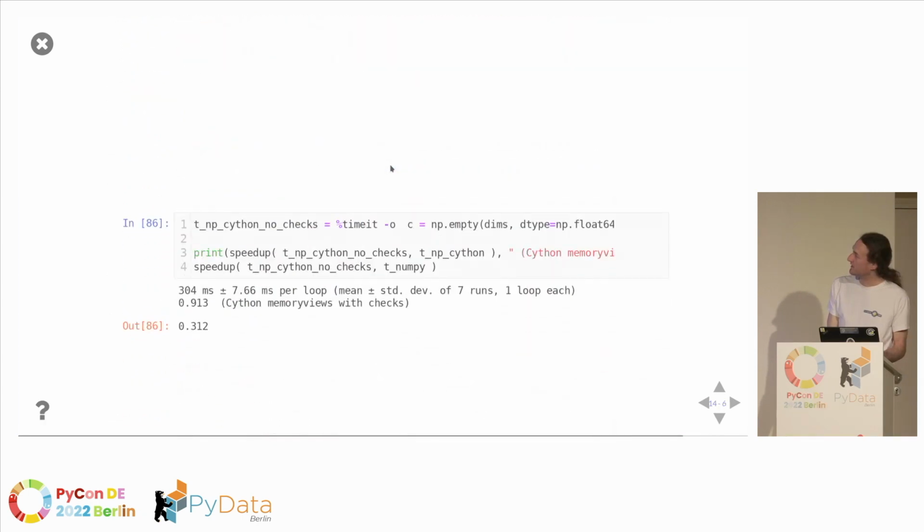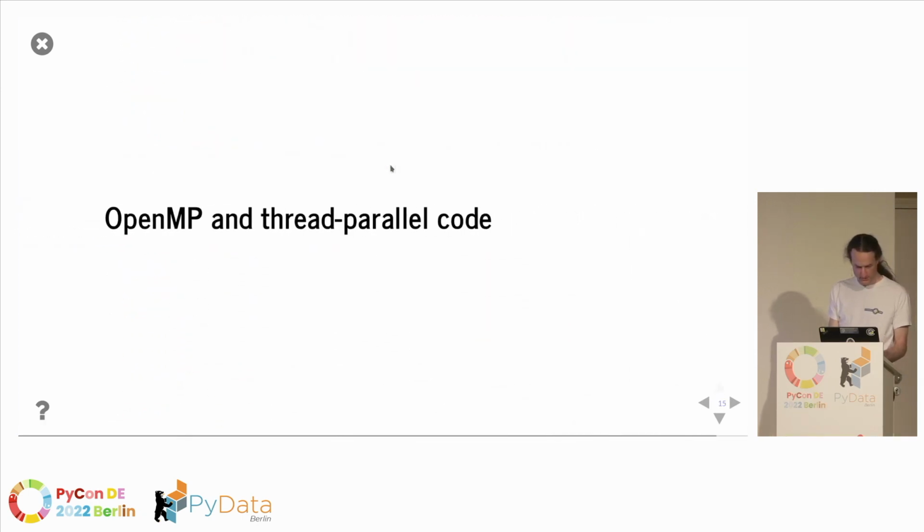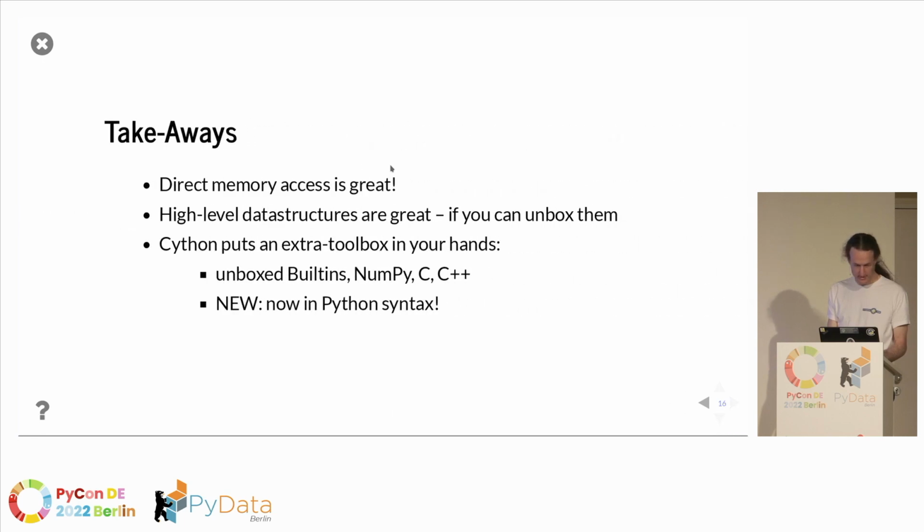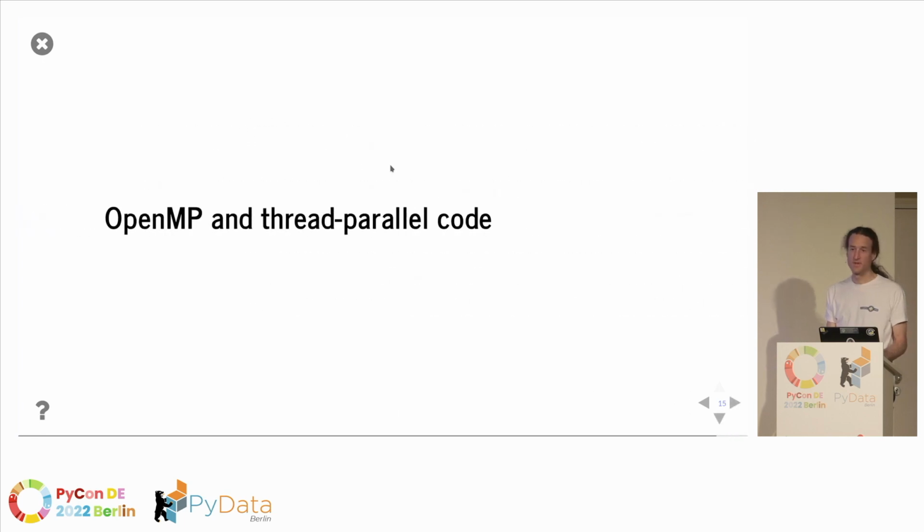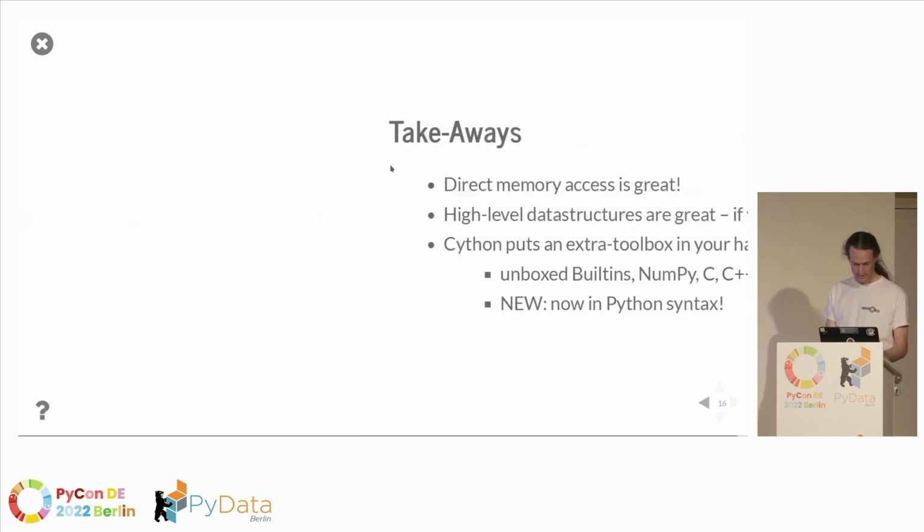I already showed that you can use NumPy efficiently, and you can even use OpenMP to get thread parallel code. That's simply by switching from a range loop, so from for i in range to for i in prange, and then Cython will generate thread parallel code for you. As simple as that. And then I'm through with my talk.